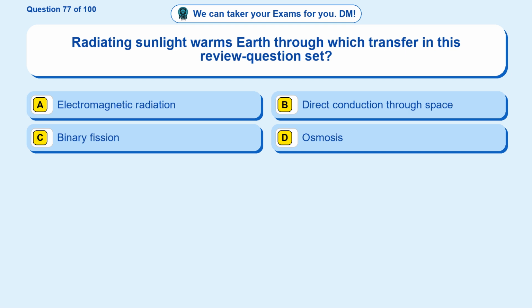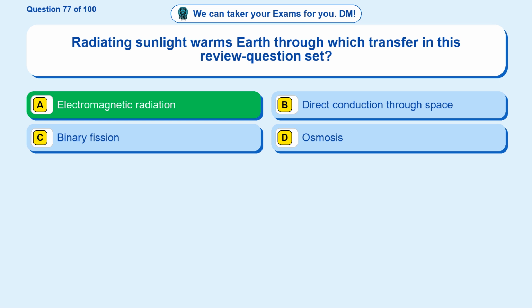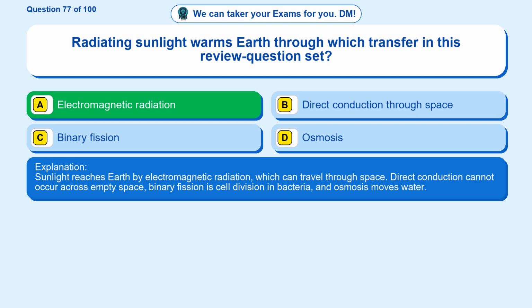Question 77. Radiating sunlight warms Earth through which transfer in this review question set? Option A, electromagnetic radiation. Option B, direct conduction through space. Option C, binary fission. Option D, osmosis. The correct answer is option A. Electromagnetic radiation. Sunlight reaches Earth by electromagnetic radiation, which can travel through space. Direct conduction cannot occur across empty space, binary fission is cell division in bacteria, and osmosis moves water.